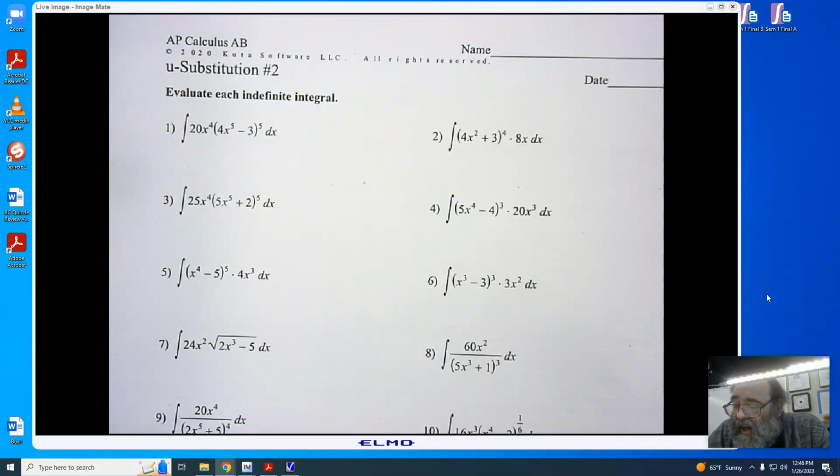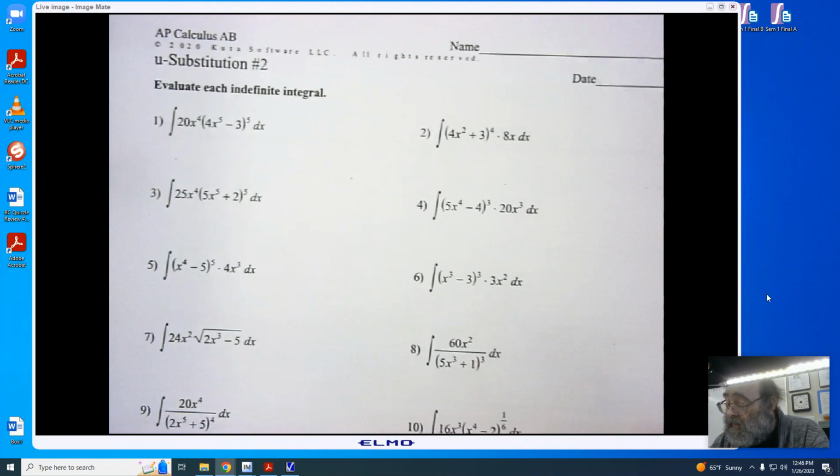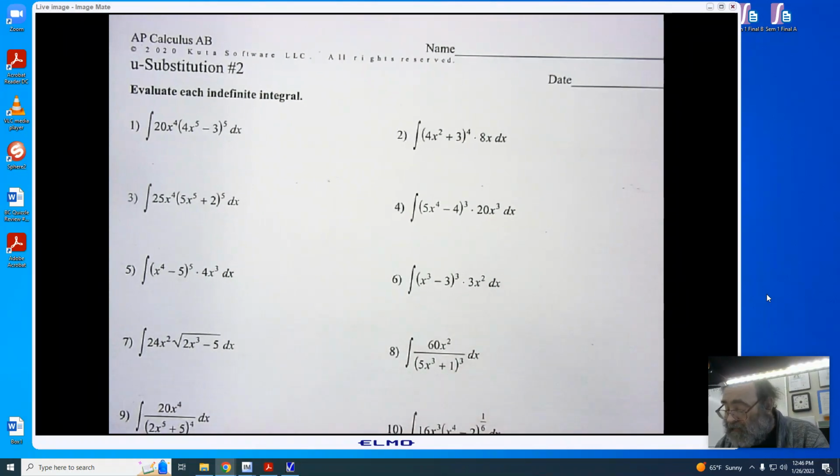We're going to be taking a look at the U-Substitution worksheet number 2, which is our classwork number 4. This is a continuation of working with U-Substitutions that we already started last week. So let's go ahead and continue. We're going to be doing the even problems from this worksheet.